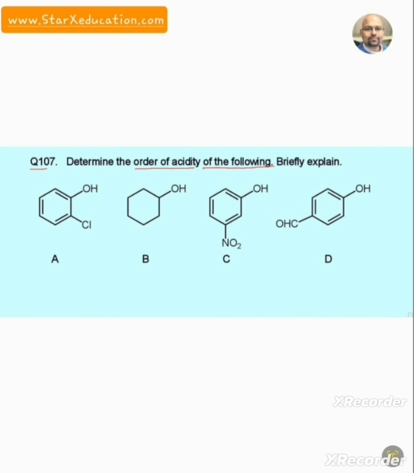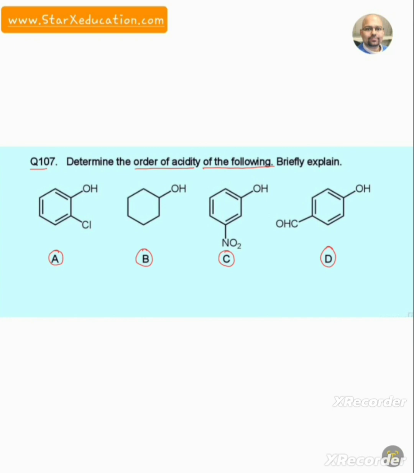In these four structures, compound A and C are substituted phenols. Compound B is an alkanol, cyclohexanol, which is a regular alcohol, and compound D is parahydroxybenzaldehyde.